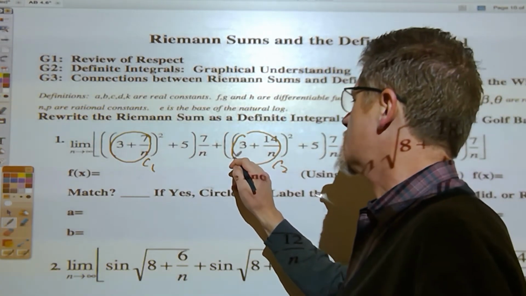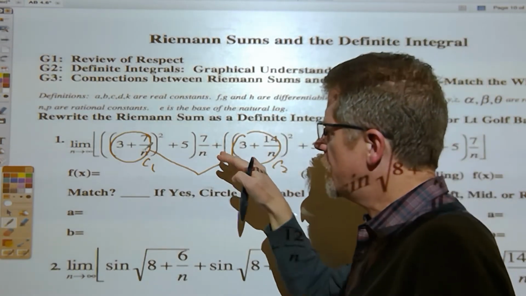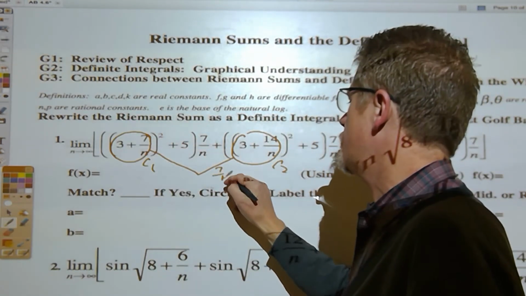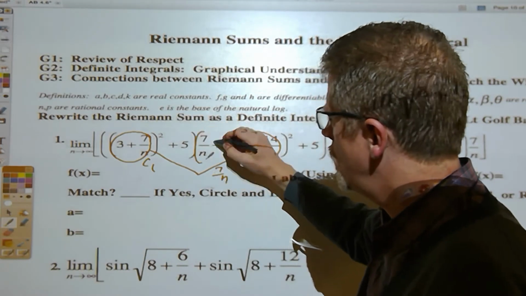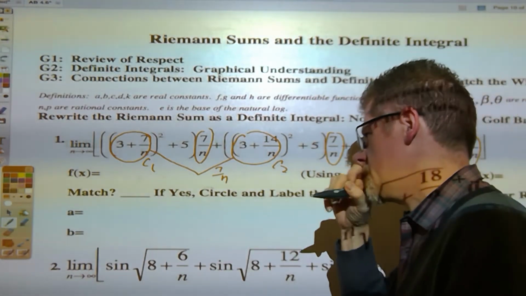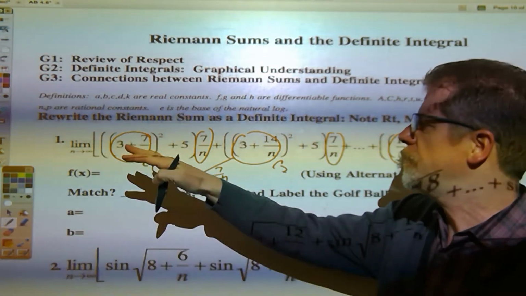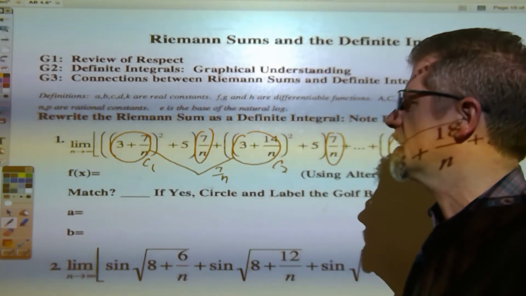Let's draw this difference caret. And when you take golf ball C2 minus golf ball C1, you get 7 over n, which does match with all of these widths. So there's no doctoring, no counterbalancing required. On this particular circling, it looks like we have input squared plus 5 every time.